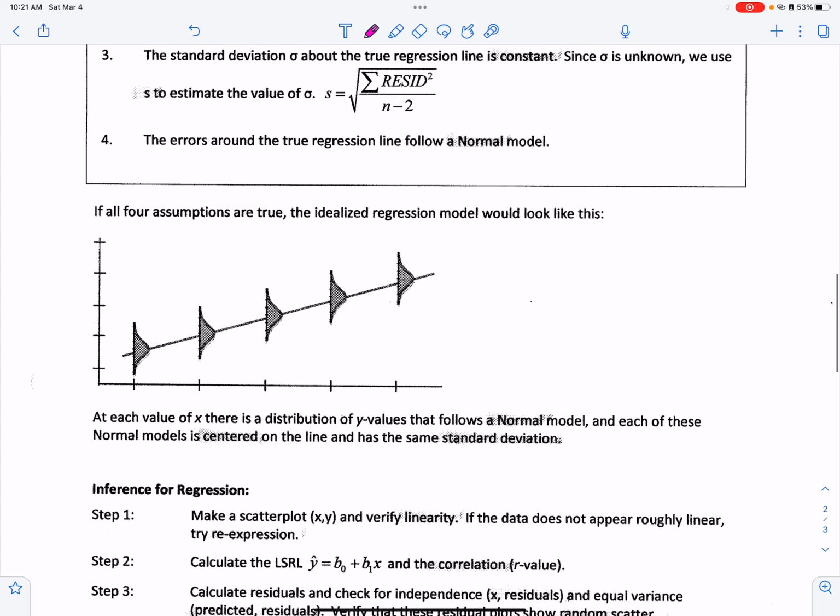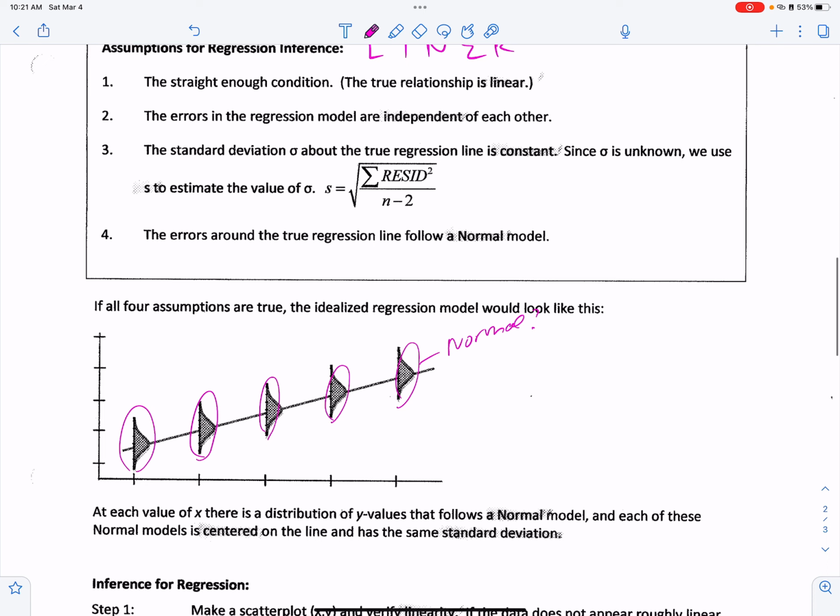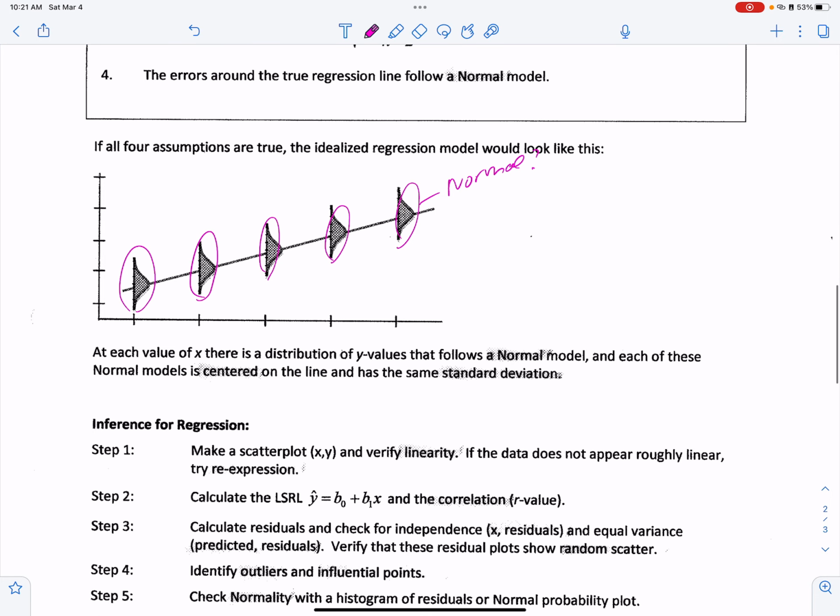Basically, what it's doing is I'm trying to see if all my errors, that's what these are, the errors, are normal. Do they have a normal model for the errors? And the errors also have to be independent from each other. I have to have a straight enough, which is linear, relationship, and the standard deviation around the true regression line has to be constant, where it's going to be an equal spread. And of course, the errors are going to be a normal model.